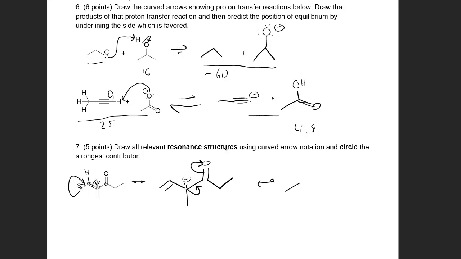That gets us to our final resonance contributor, where now we have a double bond there. That carbon-oxygen bond is a single bond. We have a negative charge on the oxygen, and we still have our ethyl group, and we still have our methyl group right there. So of these contributors, for the first we have a negative charge on a carbon. For the second we also have a negative charge on the carbon. For the third we have a negative charge on the oxygen. So this is our strongest contributor because oxygen is more electronegative than carbon.